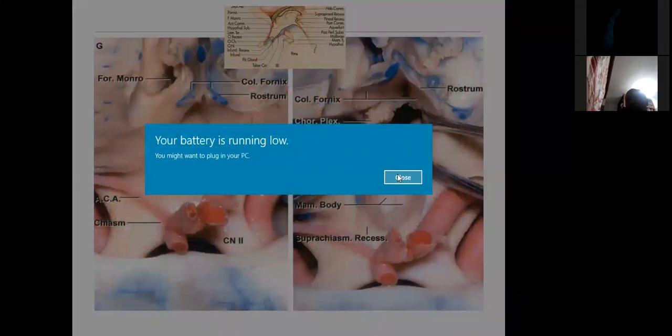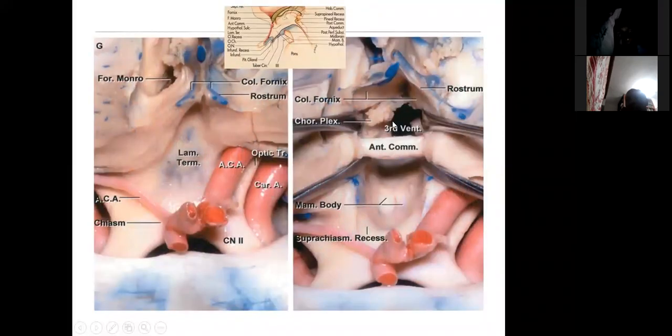So we see the third ventricle here with the anterior commissure here, and then the third ventricle just posterior, knowing that we have opened the lamina terminalis here.